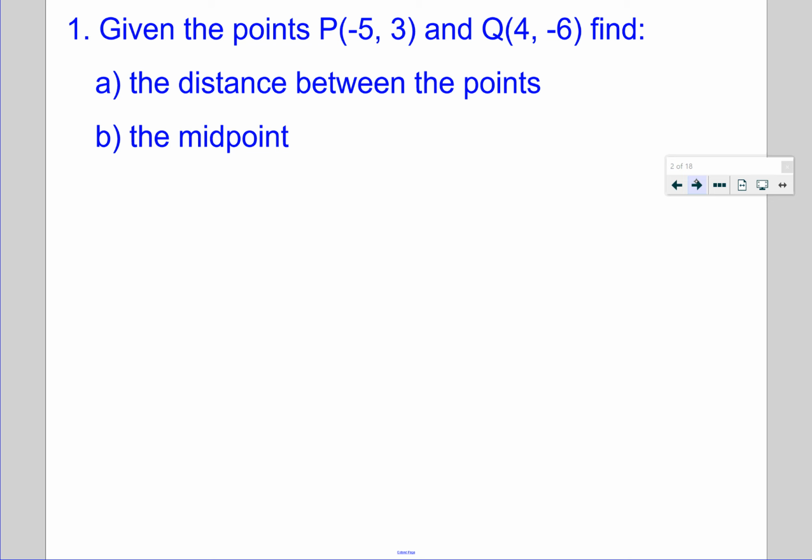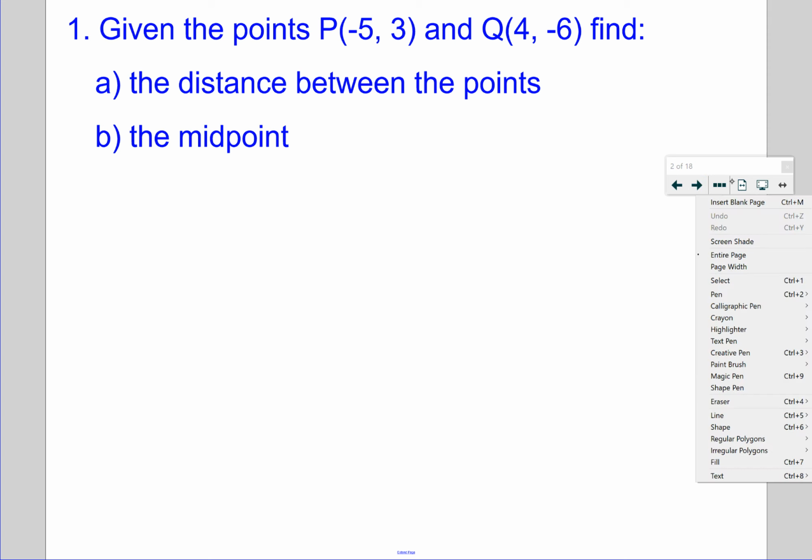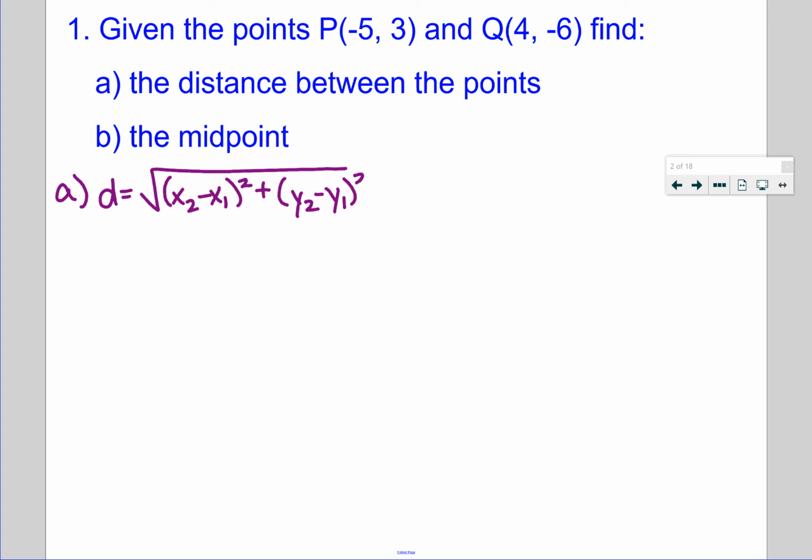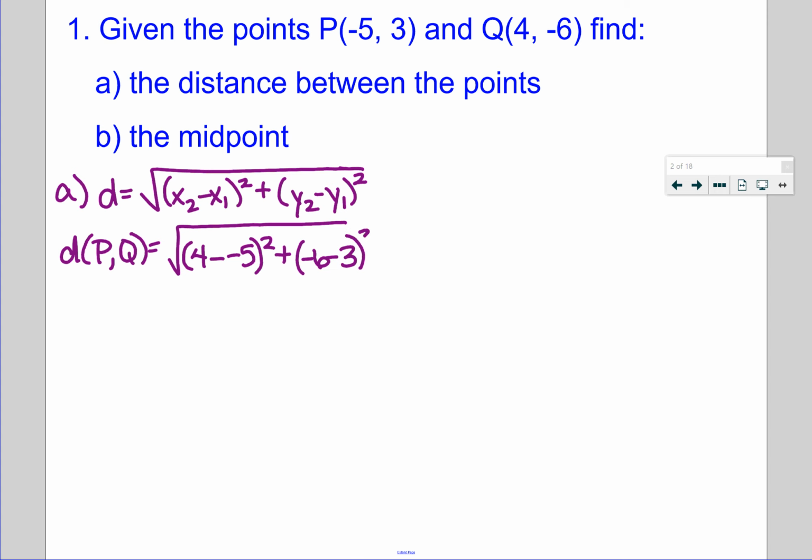Question number 1, given the points (-5, 3) and (4, -6), find the distance between the points and the midpoint. So let's start with part A. We're going to use our distance formula. Distance formula is the square root of (x2 minus x1) squared plus (y2 minus y1) squared. So the distance between points P and Q would look like (4 minus -5) squared and (-6 minus 3) squared.